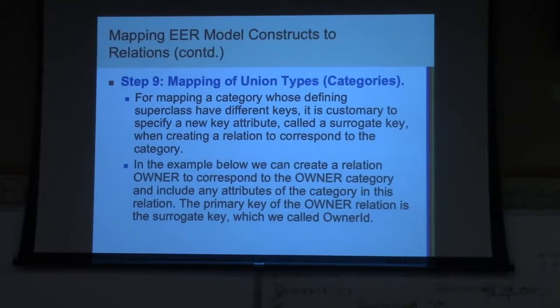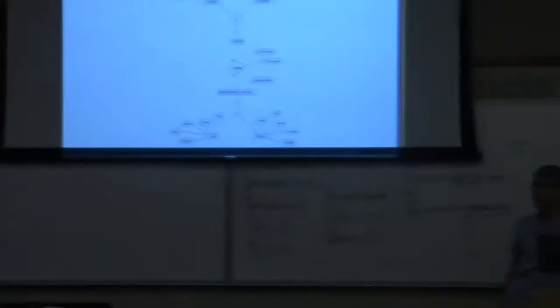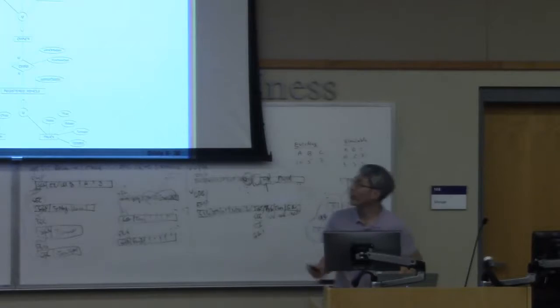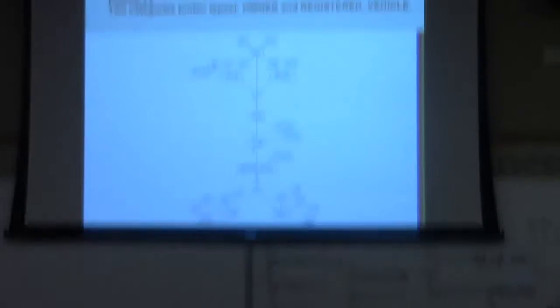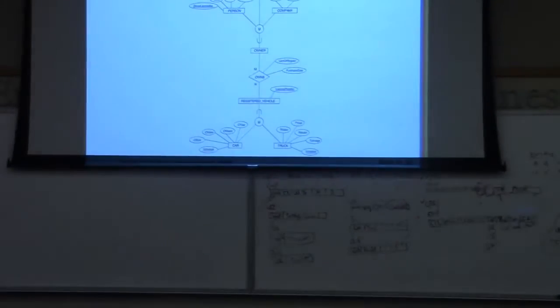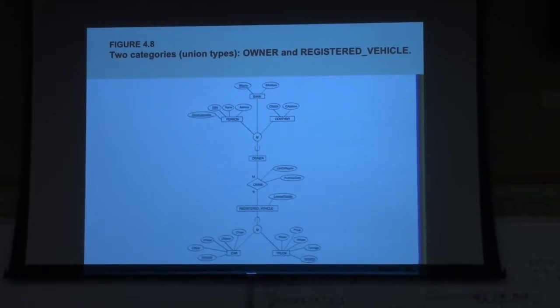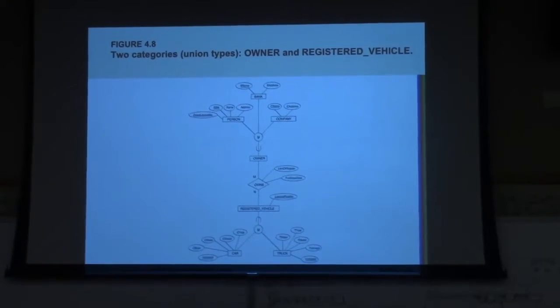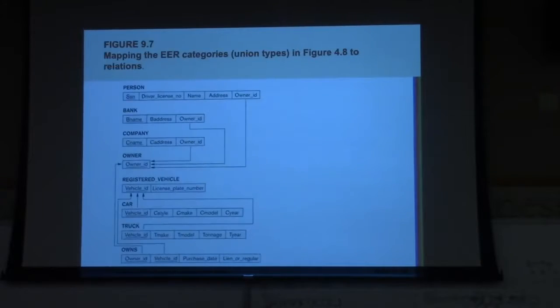The last one is the union type. If you remember the union, I think this is the last part of the ER diagram. So when we have multiple superclasses like this one, they are from different sources, so they do not have the common primary key. So we need to create the surrogate key that covers the person, bank, company, for example, owner ID. Okay? Then that is the owner.